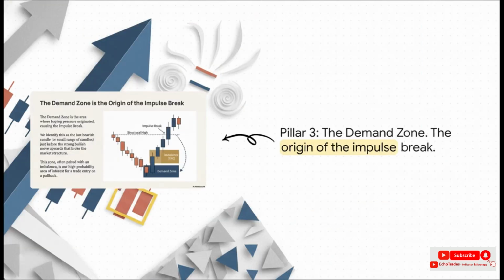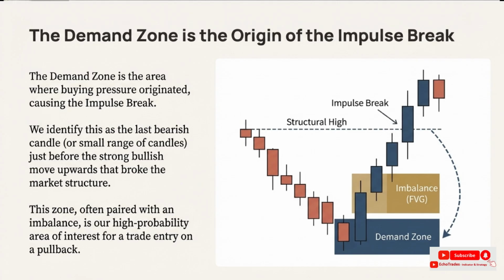So you see that powerful impulse break we just talked about? Well, where did it come from? That starting point? That's our demand zone. It's usually that last down candle right before the explosive up move. And when you find this zone sitting right next to one of those imbalance gaps, boom, that becomes our area of interest, a super high probability spot to look for an entry.